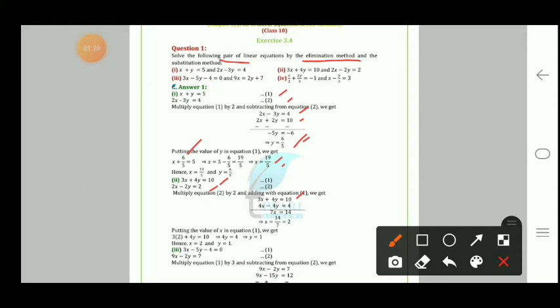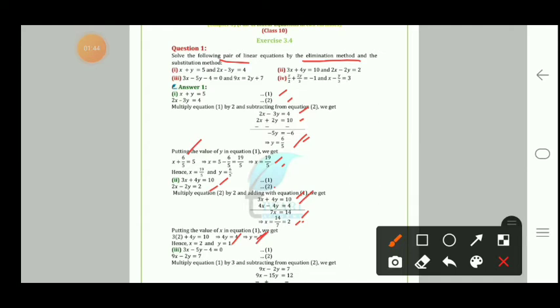The second equation will become 4x - 4y = 4. Now we are adding them because both have different signs, so y and y cancel out, so 3x + 4x becomes 7x = 10 + 4 = 14, so x = 2. Now putting this value x = 2 in equation number 1, we have 3 into 2 + 4y = 10, which gives y = 1. Hence the value of x = 2 and y = 1.